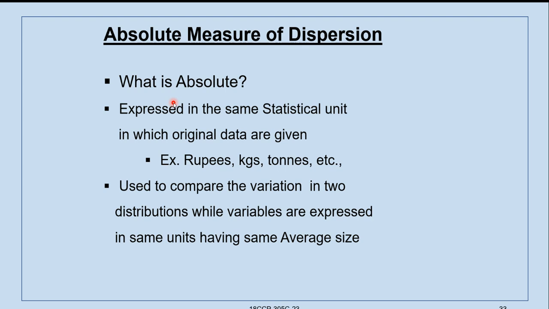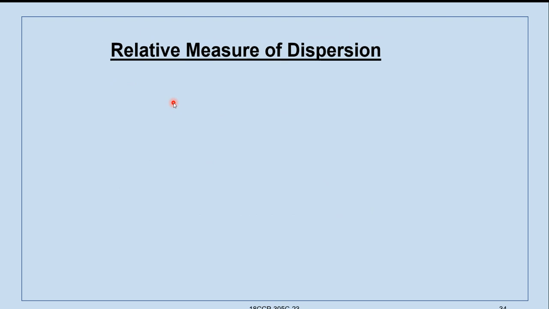That is called absolute. Use it to compare the variation in two distributions. These absolute measures of dispersion are used to compare the variation in two distributions. It is almost pakka, kachitanga. It applies while variables are expressed in the same units, having the same average size.